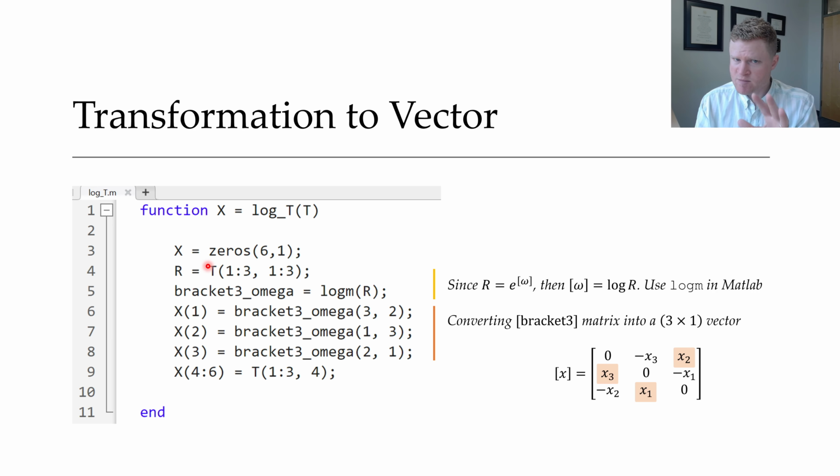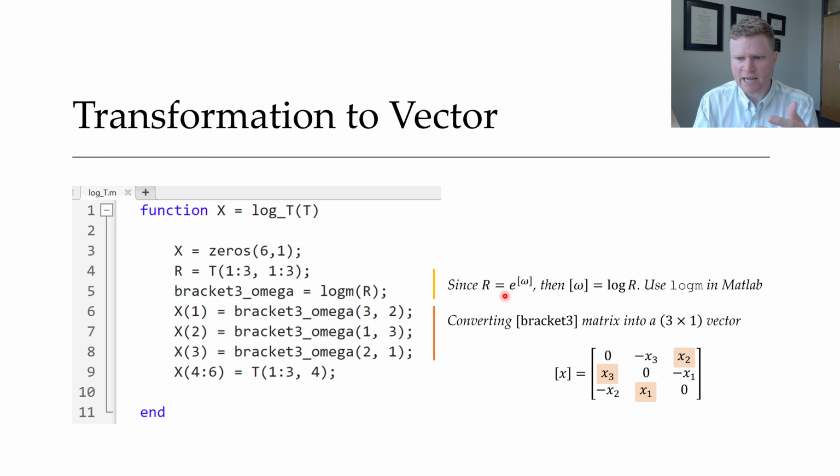Next, if you remember from a previous lecture in this course, we know that there is a way to go from angular velocity to rotation matrices, and that uses the matrix exponential. So I've got my bracket 3 of omega, so that my angular velocity is omega. I take the bracket 3 operator of that angular velocity, I can take my matrix exponential, and I can build my rotation matrix. And again, this is a concept from a previous lecture.